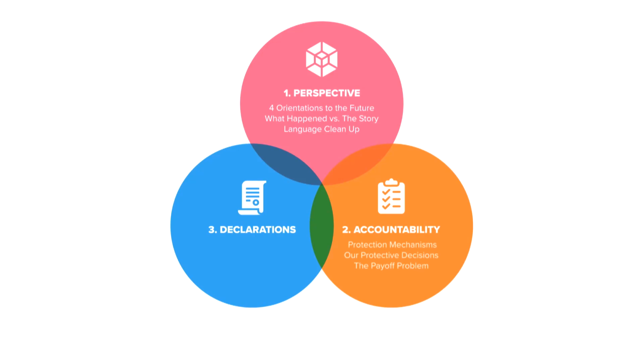Secondly, under accountability, we have protection mechanisms, our protective decisions, and then the payoff problem. This part's all about taking accountability of what we've done to contribute to our own problems in our life. Because that's where a lot of the power is in what we can control. And that's where taking accountability really comes into play.